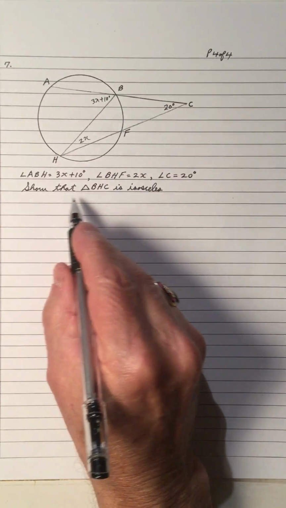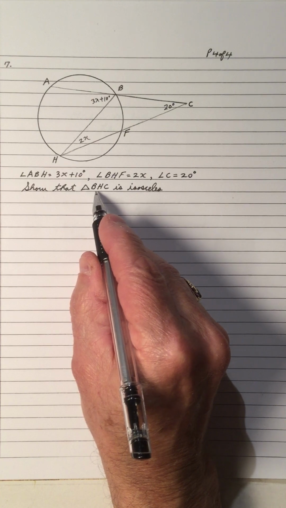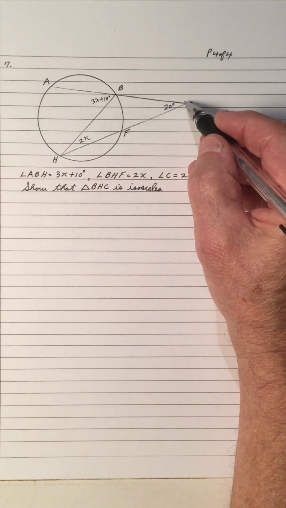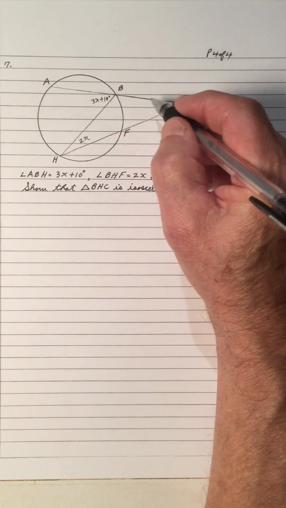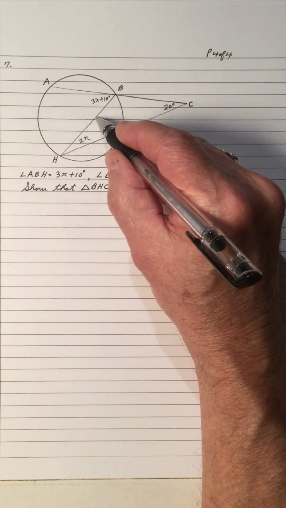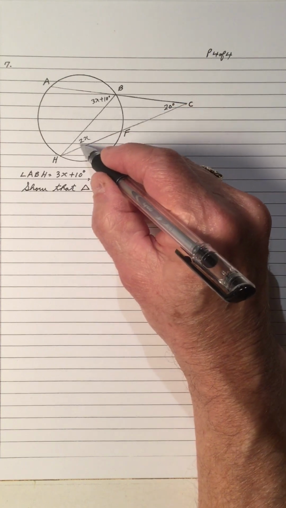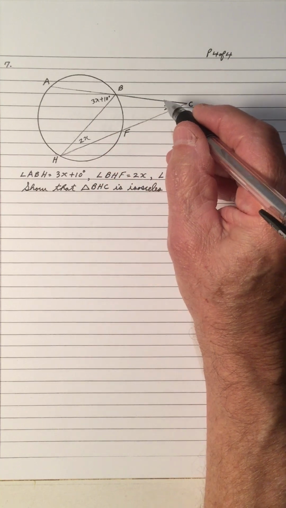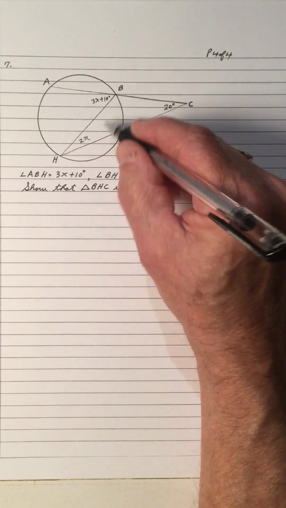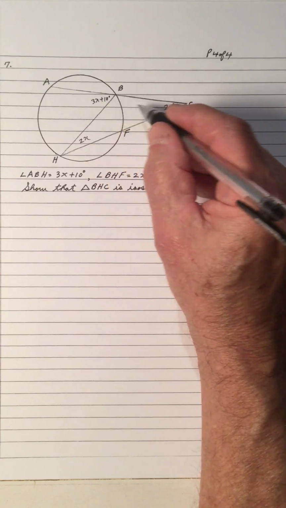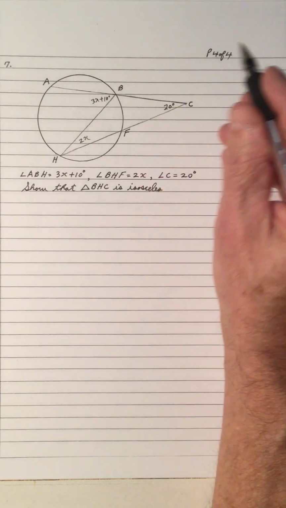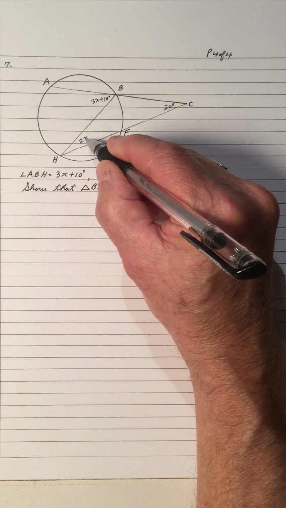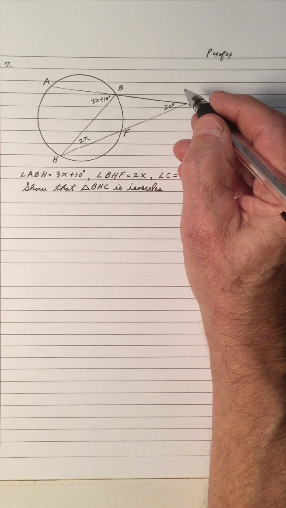Show that the triangle BHC is isosceles. If BHC is isosceles, it looks like this side is going to be equal to this side. So that means two angles are equal. Are these two going to be equal, or this one? Let's check. Let's find what x is and work out the angle. Looks like this angle is going to be a 20, so it looks like x is going to be a 10. Let's work it through.